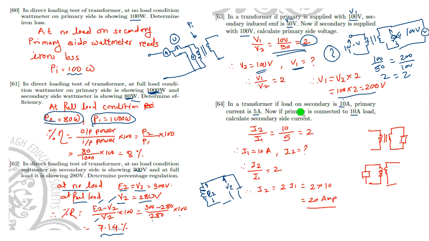So from this first data, this is the I2 current. I2 current is 10 and I1 current is 5 ampere. So 10 by 5, this ratio is 2.